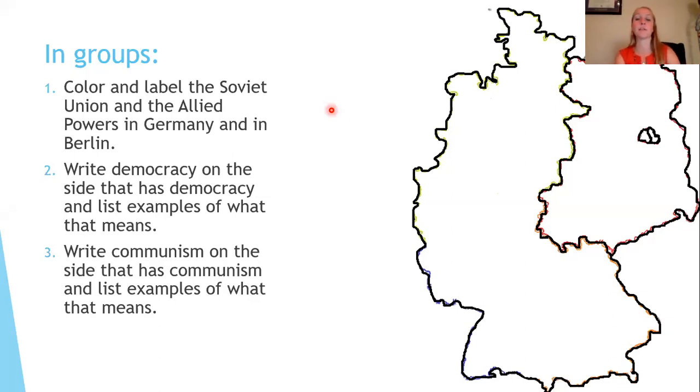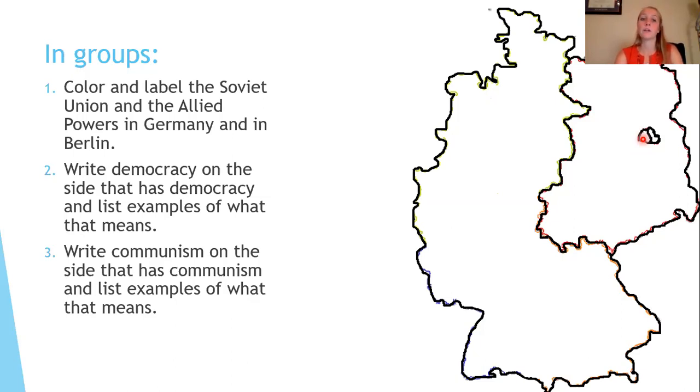After passing out the papers, obviously students, you have maps on your desk. What I want you to do is work in groups of 3 to 4. So with your table groups, you are going to color and label the Soviet Union, and then you're going to label the Allied powers. Now you're going to do this for both Germany and Berlin. So if you remember from what we looked at on the previous map, this is Berlin here. So I want you to, from your memories, talk about it together. Remind yourself which side was made up of the Soviet Union, which side had the Allied powers, which was the United States, France, and then also the United Kingdom.